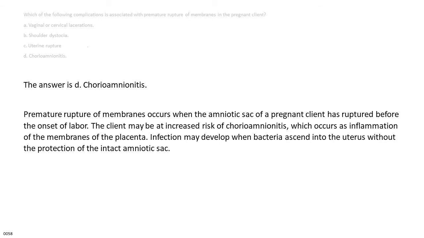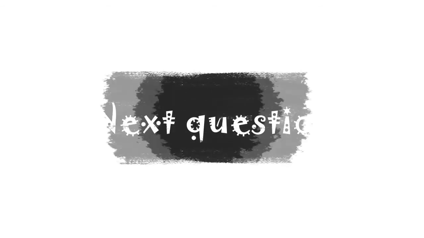Premature rupture of membranes occurs when the amniotic sac of a pregnant client has ruptured before the onset of labor. The client may be at increased risk of chorioamnionitis, which occurs as inflammation of the membranes of the placenta. Infection may develop when bacteria enter the uterus without the protection of the intact amniotic sac.